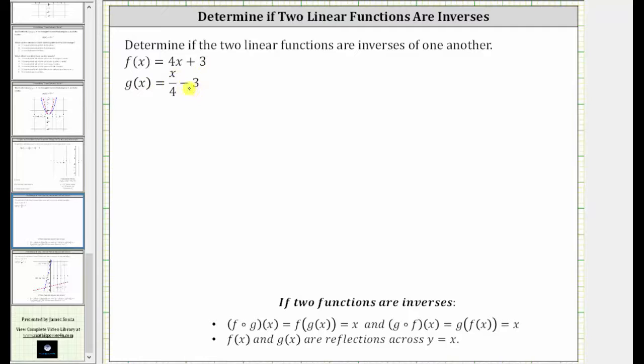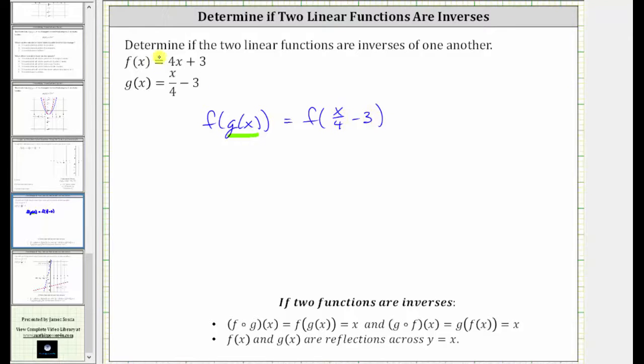But if functions are inverses, f of g of x must equal x, and g of f of x must equal x. And graphically, the two functions must also be reflections across the line y equals x. So to check to see if these are inverses, let's first determine the composition f of g of x. We will first substitute x divided by 4 minus 3 for g of x, which gives us f of the quantity x divided by 4 minus 3.